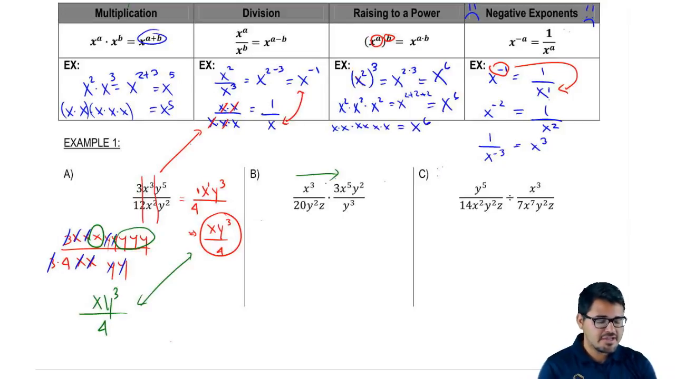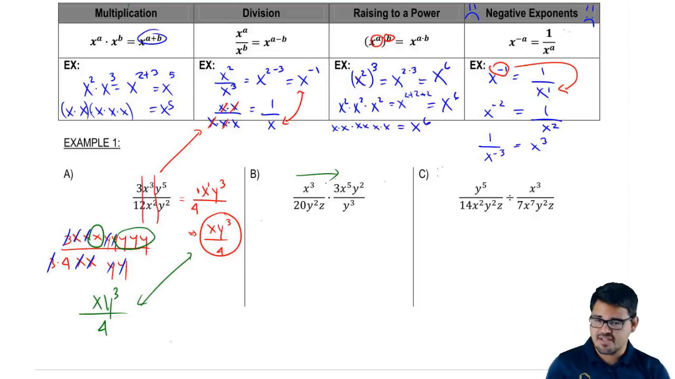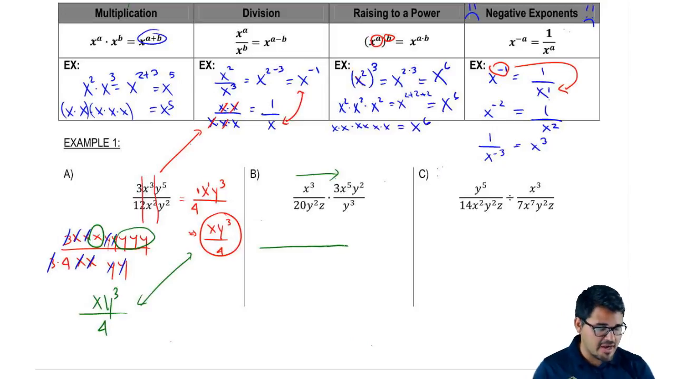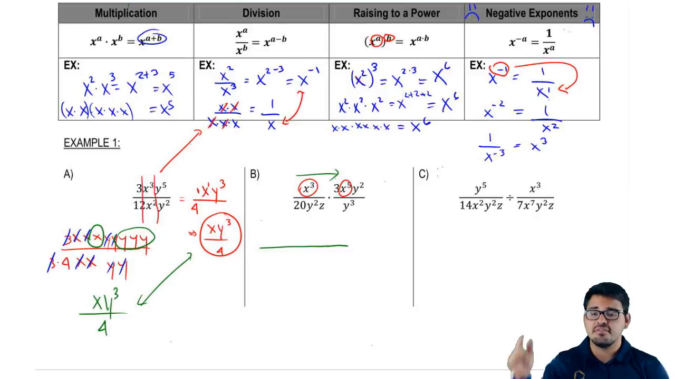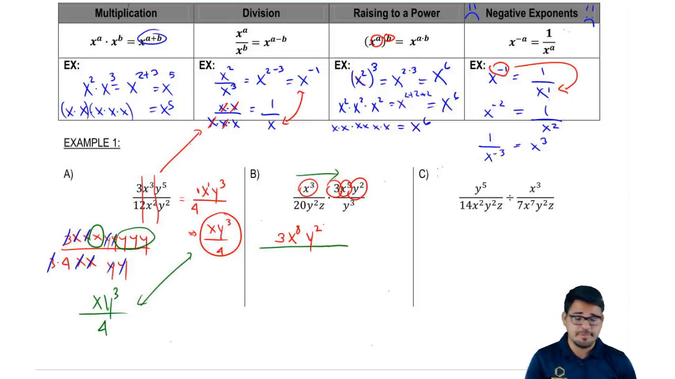So here I have x cubed over 20y squared times z times this other fraction that I have here. So let me go ahead and multiply that, right? So I'm just going to have one big fraction, right? And I'm going to see, okay, I have x cubed and then I have an x to the fifth here. So that's going to give me x cubed times x to the fifth. That's x to the 3 plus 5, which is x to the 8. Then I run into this lonely 3, nothing else to multiply with. I'm just going to leave it right here, just a 3. And then I have a lonely y squared. So nothing else to multiply except for the x's on the top.